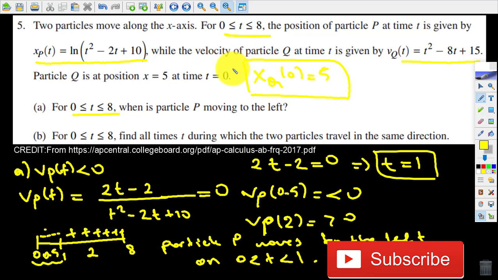In part B, we've got the same time interval. Find all times t during which the two particles travel in the same direction. Basically, this problem is like a double number line situation, and we're going to try to figure out the intersection of those two number lines, and that intersection is going to be our answer. Before that, let me clean up the board really quick.